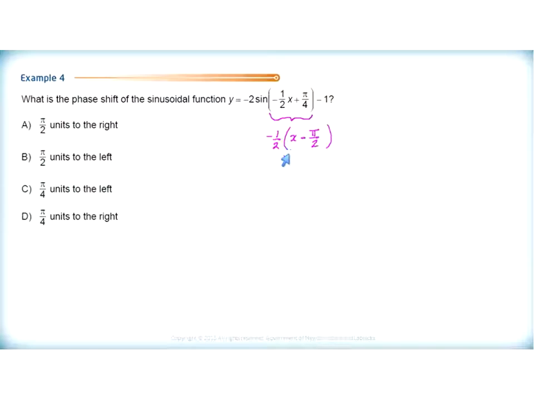A negative a half times x is a negative a half x. A negative a half times a negative pi over 2 is a positive pi over 4. So once that is removed, you can see here that the phase shift is equal to pi over 2 units to the right, which represents a horizontal translation of pi over 2 units to the right. This answer corresponds with A.